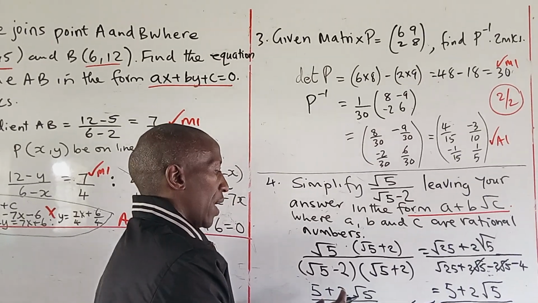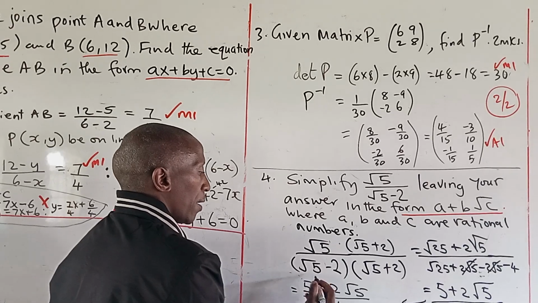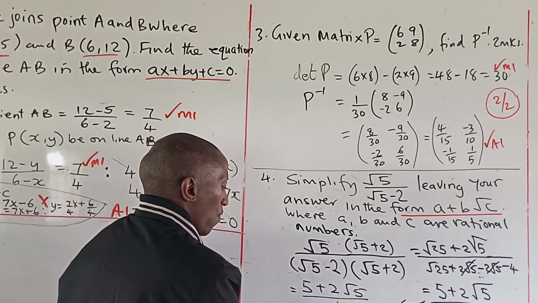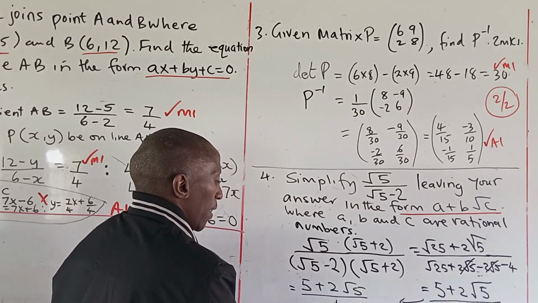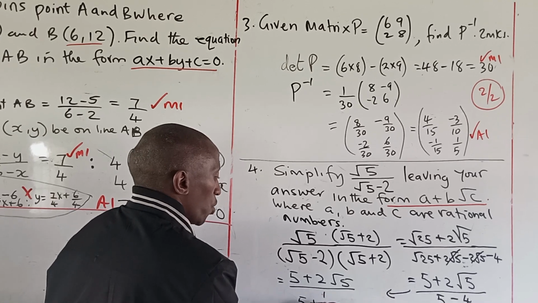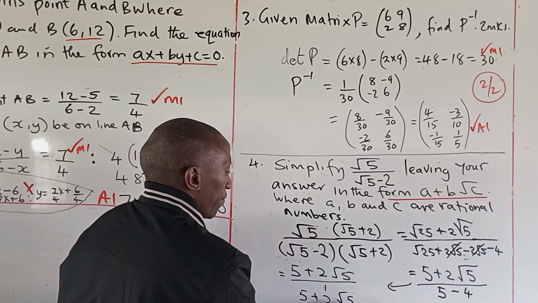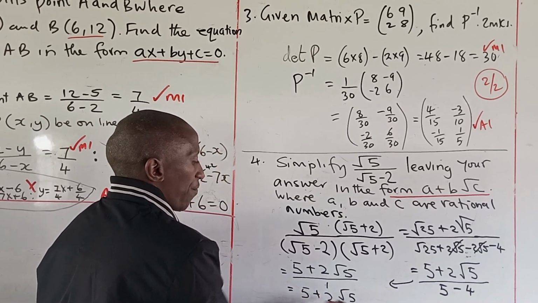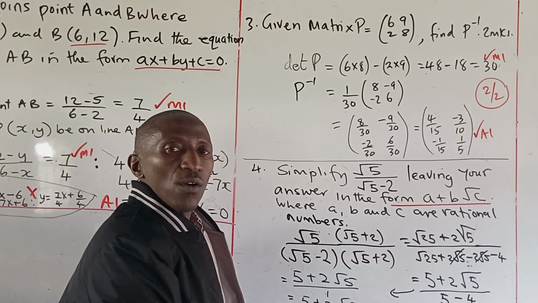And this should reduce to 5 plus 2 root 5. And this should be our final answer.